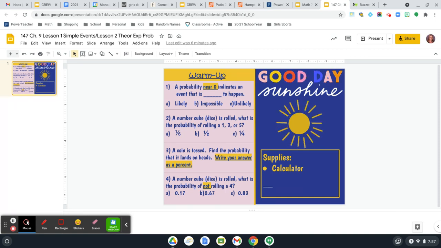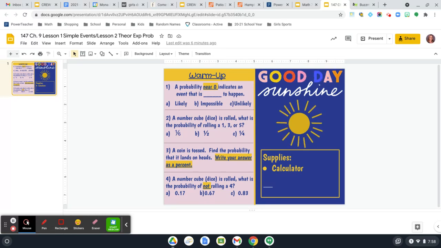Number 2, a number cube, dice, is rolled. What is the probability of rolling a 1, 3, or 5? Well, you know there are 6 numbers on a number cube, and your probability of rolling a 1, 3, or 5 would be 3 out of 6, or 1/2 reduced, letter B.